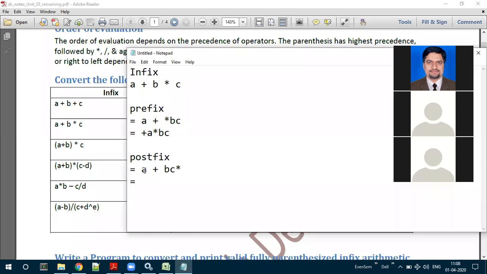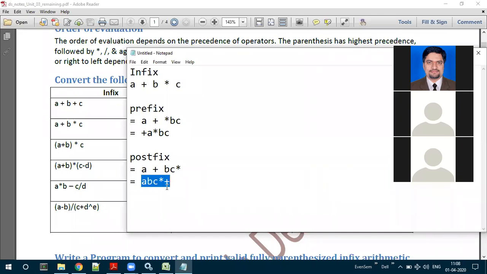In the second step, the operator is what? Plus. Now for this entire plus operator, we have got two operands. The first operand is A and the second operand is BC star. So now we have to convert this entire expression into postfix. The first operand is what? A. The second operand is BC star, and then the operator for this is plus. So like this, the given infix expression is converted into a postfix expression.